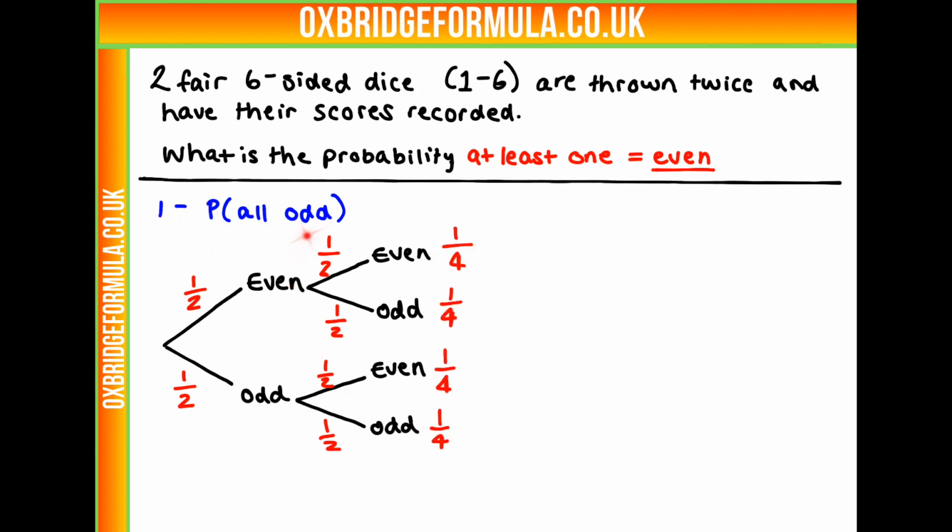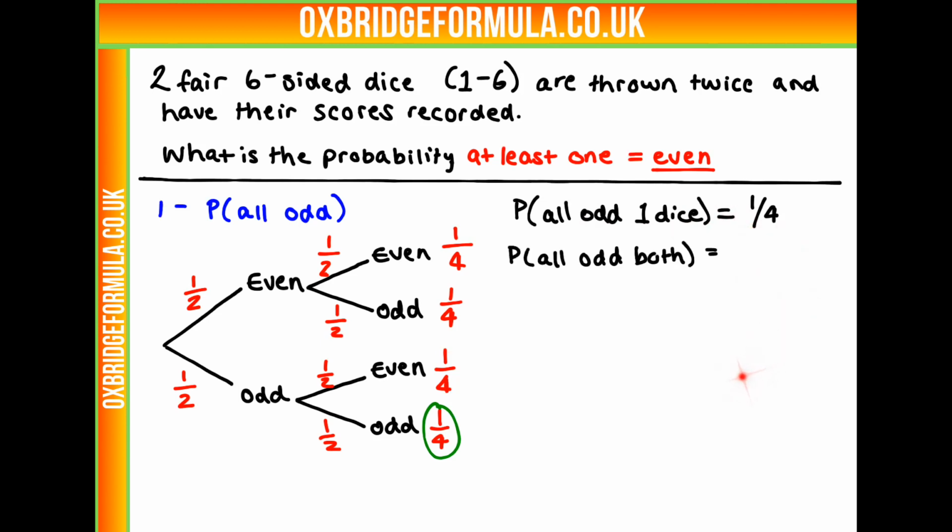So the probability that they're all odd for one dice is a quarter here. And what about for both dice? Well, if we know 1 is a quarter, for 2 we just have to times it by another quarter. So the probability that they're both odd all the time is a quarter times a quarter, or 1/16. So that is our probability of all of the scores being odd.